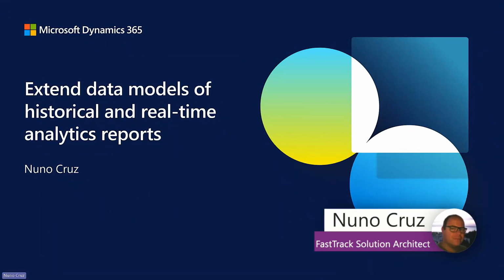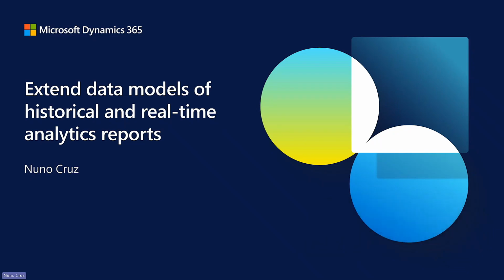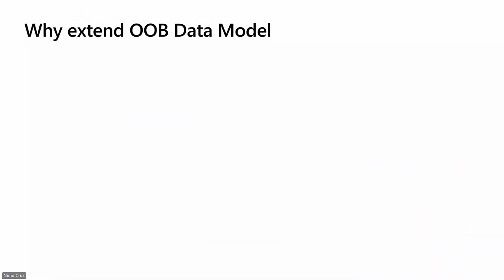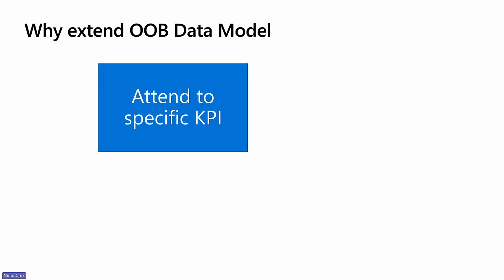Thank you, Ash. So let's now see how we can extend these data models of the historical and real-time analytics. Let's start with the reasons that can make our customers extend the existing data model. To attend to any specific KPI that the product doesn't attend with the out-of-the-box reporting. So when we have organizations with any performance indicator that out-of-the-box reporting doesn't attend, extending reporting can be the right path.